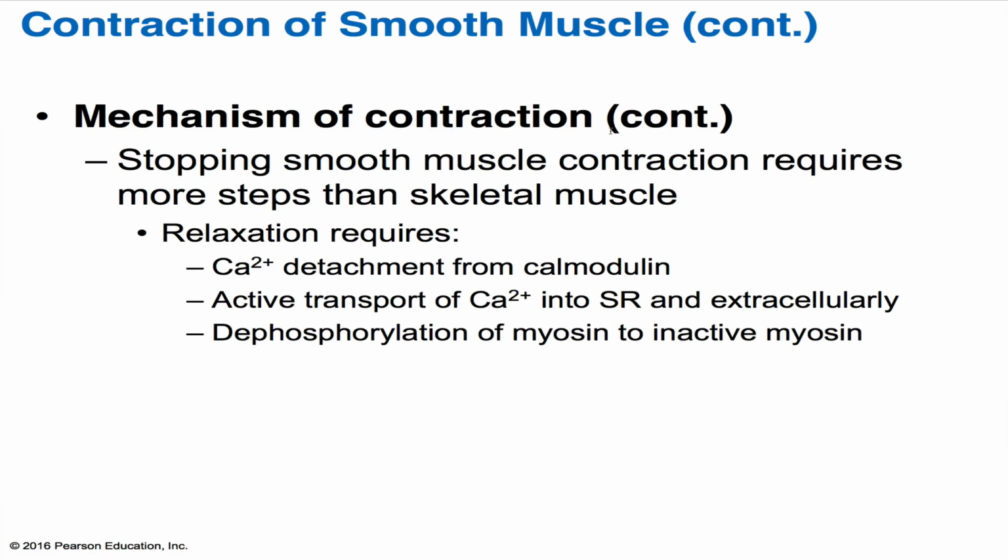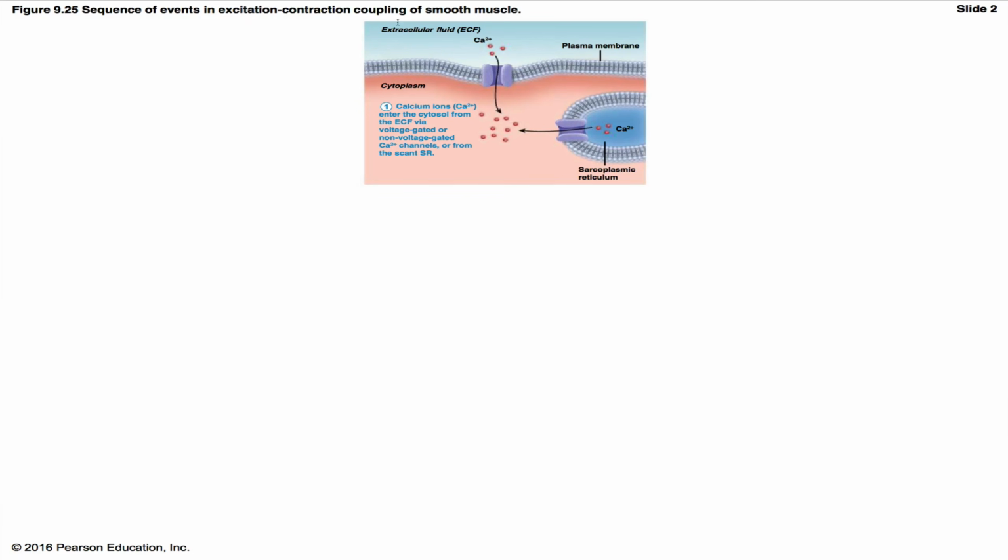Stopping smooth muscle contraction requires more steps than in skeletal muscles. Relaxation requires calcium detachment from calmodulin, active transport of calcium into the sarcoplasmic reticulum, as well as to the extracellular fluid. And it also requires dephosphorylation of myosin by phosphatase enzyme, which reduces the activity of the myosin ATPases. This illustration shows the sequence of events in the EC coupling of smooth muscles. In this first step, what we're looking at is calcium entering the cytosol from the extracellular fluid, and we'll also have some calcium coming through the sarcoplasmic reticulum. Now, the calcium is entering through what could be voltage-gated or non-voltage-gated calcium channels.